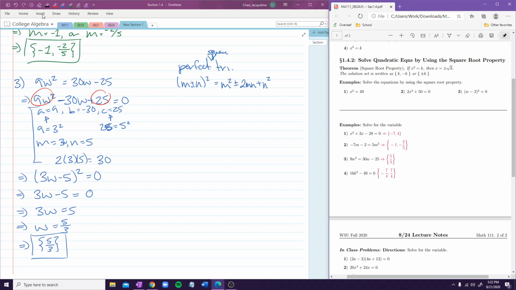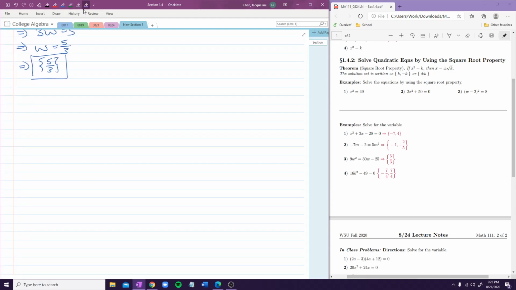Alrighty, we are almost done. We just have one more example to go through. And the last example is 16k squared minus 49 is equal to 0. So this one I want to point out the difference of squares. So that is a plus b times a minus b, which is equal to a squared minus b squared.